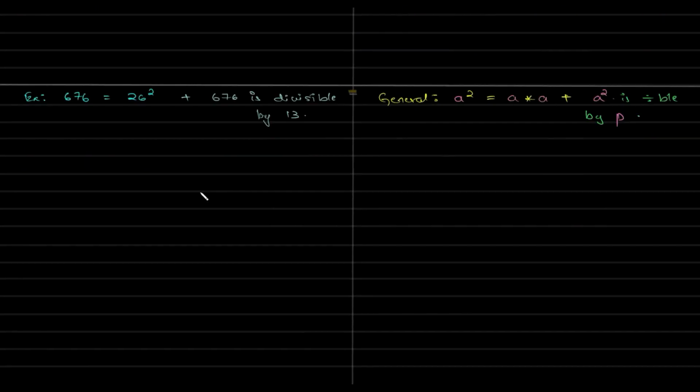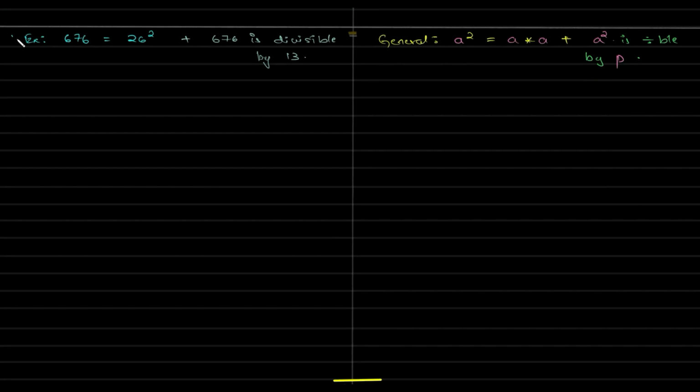Okay. So now one more example. Here I have written 676, which is 26 square. 676 is divisible by 13. So 26 square is divisible by 13. This implies 26 is divisible by 13.